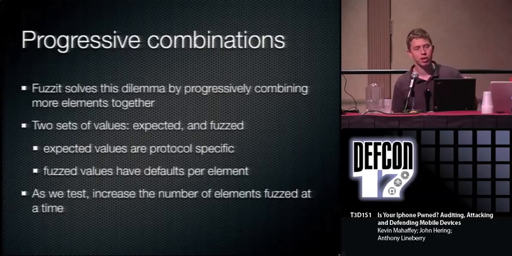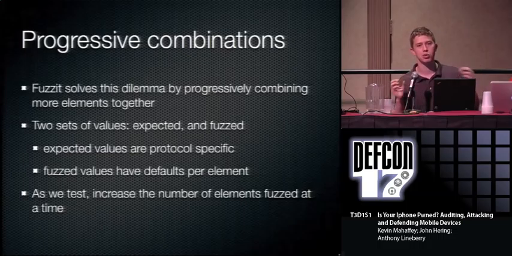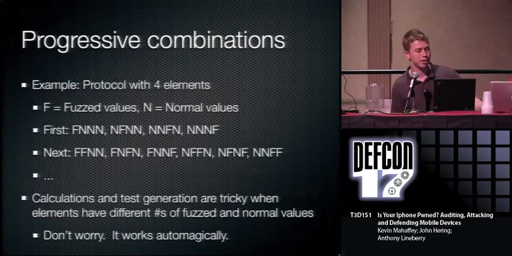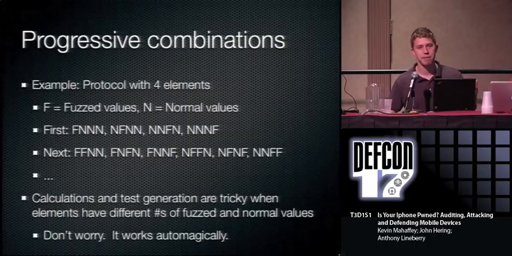As we test, we want to increase the amount of elements we're combining together with their fuzz values. And here's a little example. Imagine you have a protocol of four elements. You start with fuzzing one thing at a time, and the rest take their normal values, and it'll iterate through all of that. After you exhaust all of those, that is what we're saying is the most likely to find a bug: just fuzzing one thing.